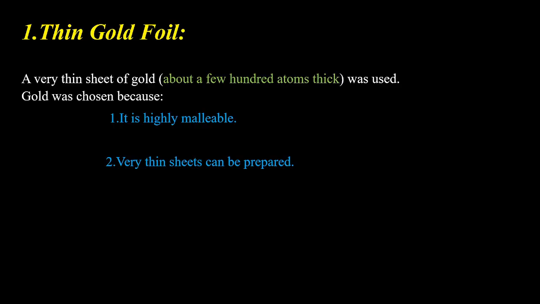A thin gold foil was used. This is about a few hundred atoms thick, that means it was 2100 angstrom of thickness. Gold was chosen because it is highly malleable and very thin sheets can be prepared. That is why gold foil was used.